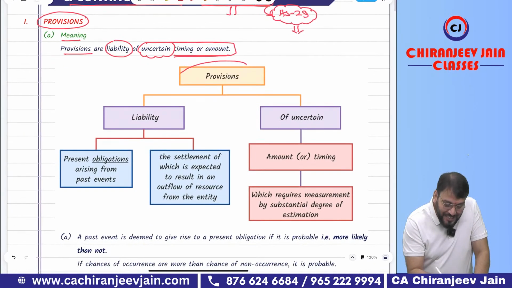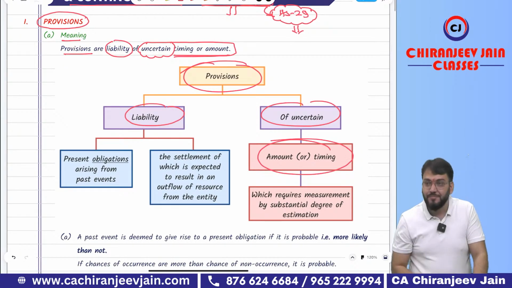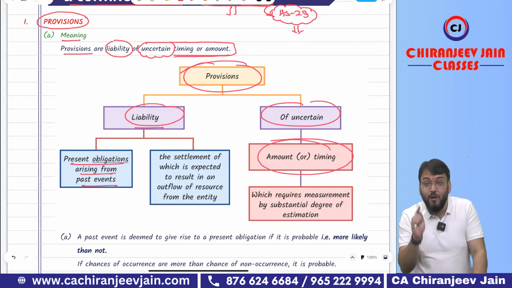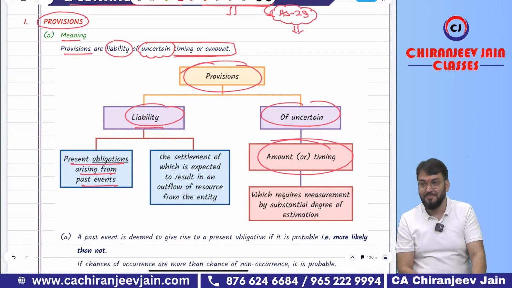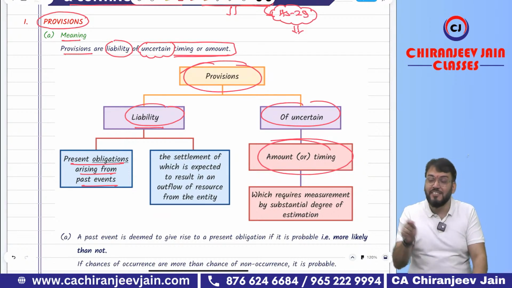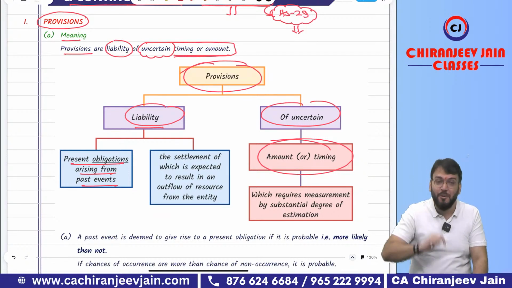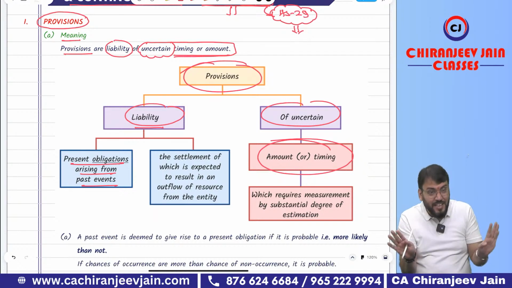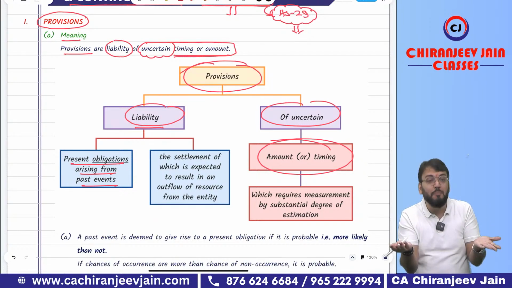So one thing is clear, provisions are liability of uncertain amount or timing. So what do you mean by liability? Liability means present obligation arising from past event. One thing is clear, that all obligations are not liability. Only present obligations are liability. So what is present obligation?